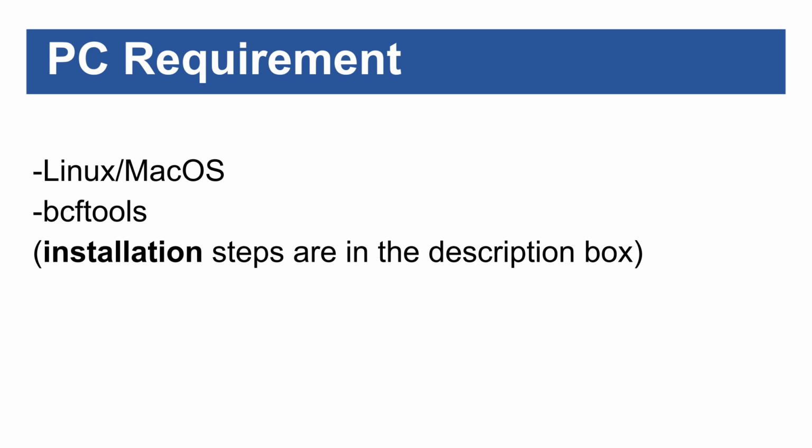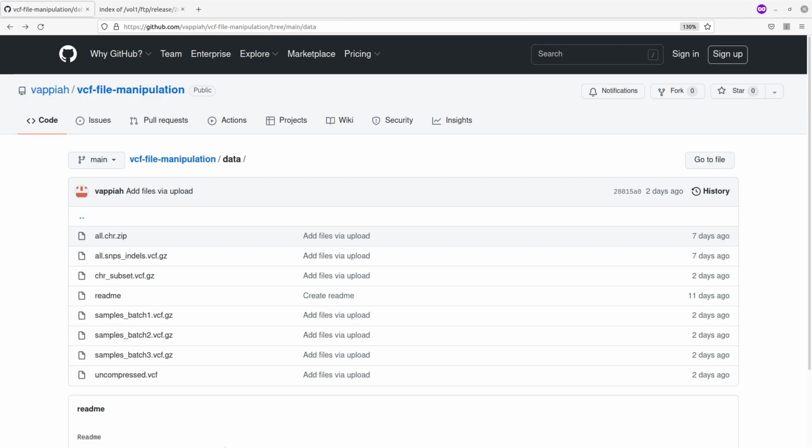Without further ado, let's start the exercise. We will begin by first downloading example data. We are going to use a VCF file which is available on my GitHub repo. And this is the page. I'll leave the link in the description box for you to also visit this repo and download it.